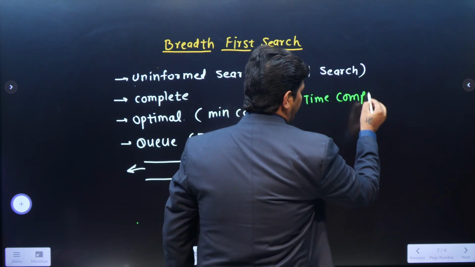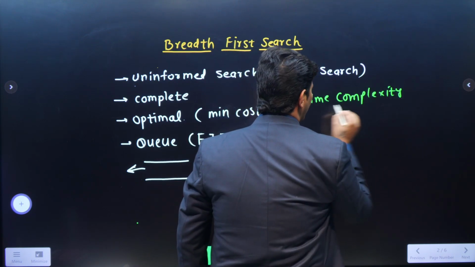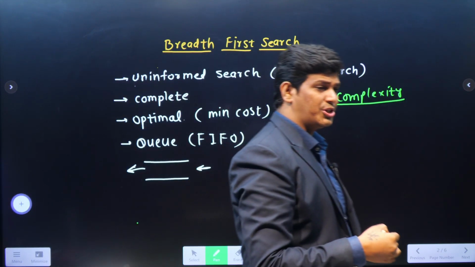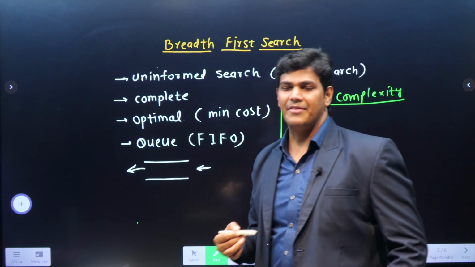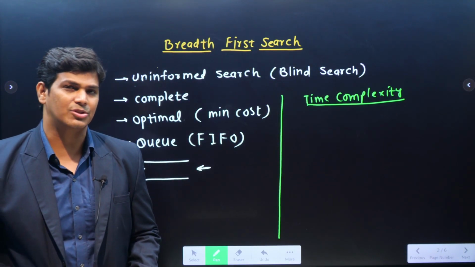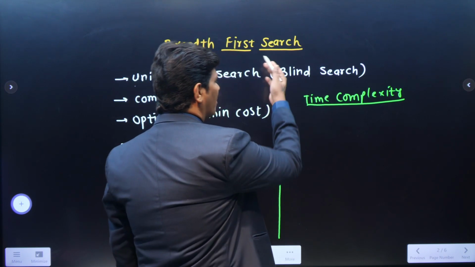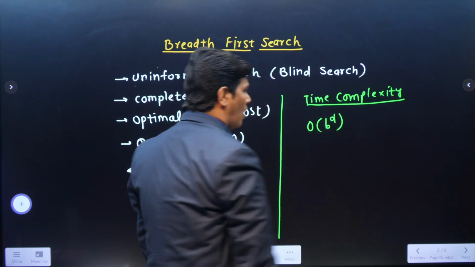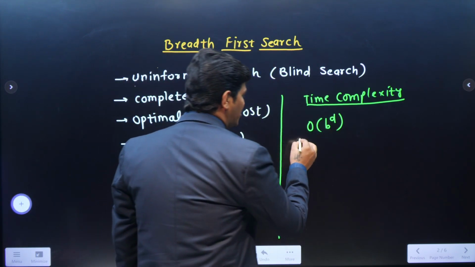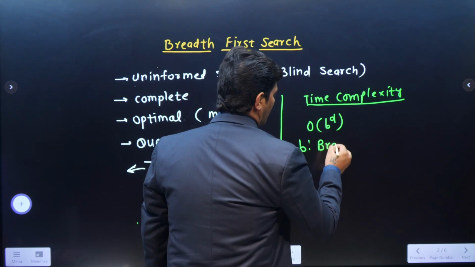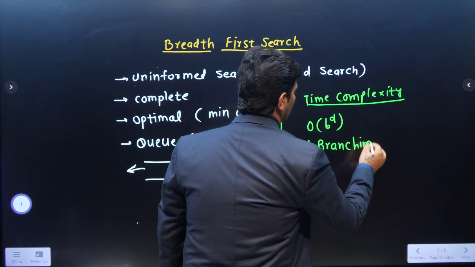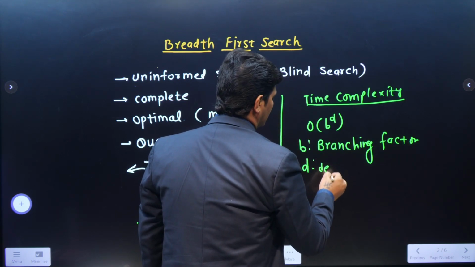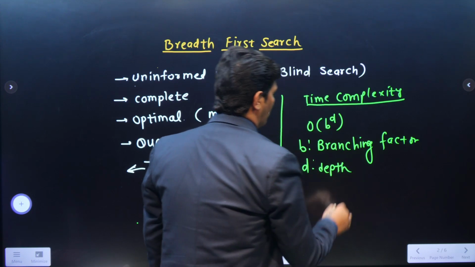Time complexity. So students, what is the meaning of time complexity? Guys, in different algorithms, to check the performance of the algorithm, we have two concepts, time complexity and space complexity. The time complexity of breadth first search is order of B raised to D, where B is the branching factor and D is the depth.